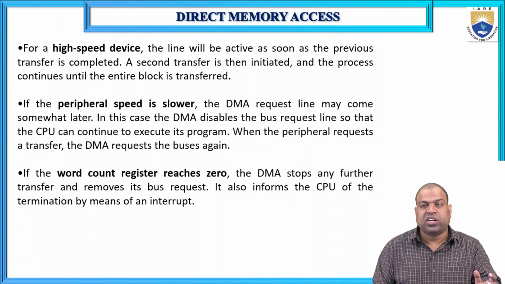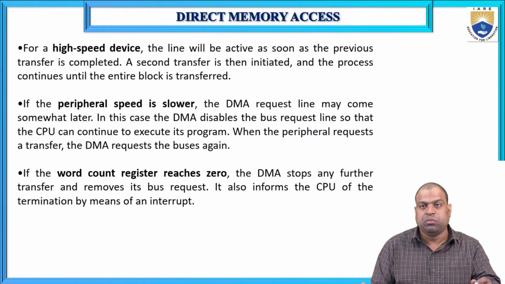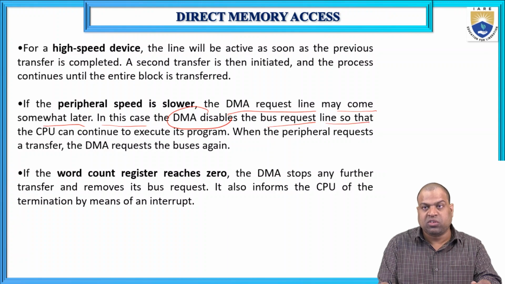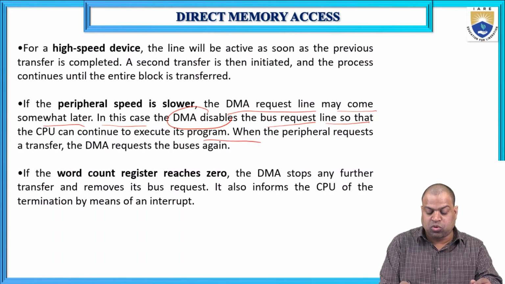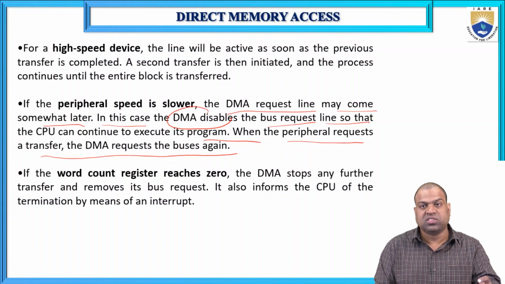When the high-speed device is connected to the CPU, then we do not need any primary memory. Then the second transfer is initiated and the process continues. And when the peripheral speed is lower, peripheral meaning inputs and outputs connected to the CPU or to the DMA, then the DMA request line may come somewhat later, and the DMA is disabled by the bus request, and the CPU can continue executing its program. When the peripheral requests a transfer, the DMA requests the buses again.